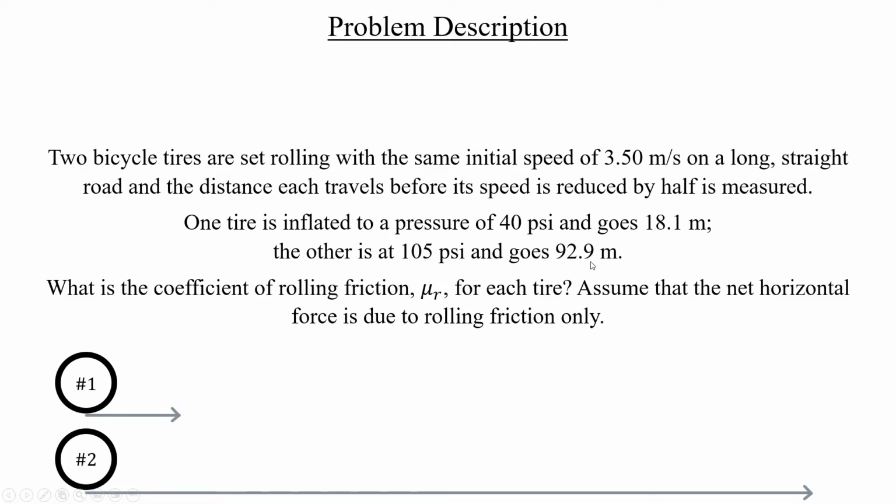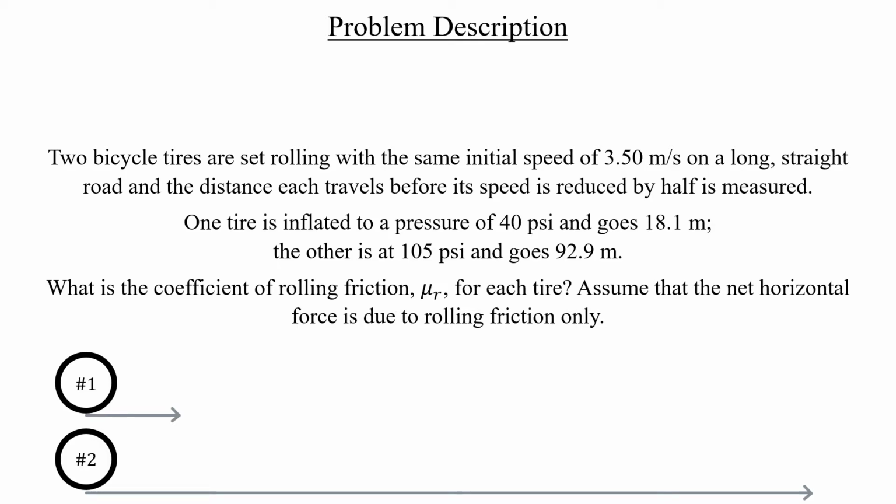And so what do we have to do here? We need to solve for the coefficient of rolling friction for each tire. And to help with that, we get to assume that the net horizontal force is due to rolling friction only. So there's nothing else going on here. What does that mean? What does that look like?